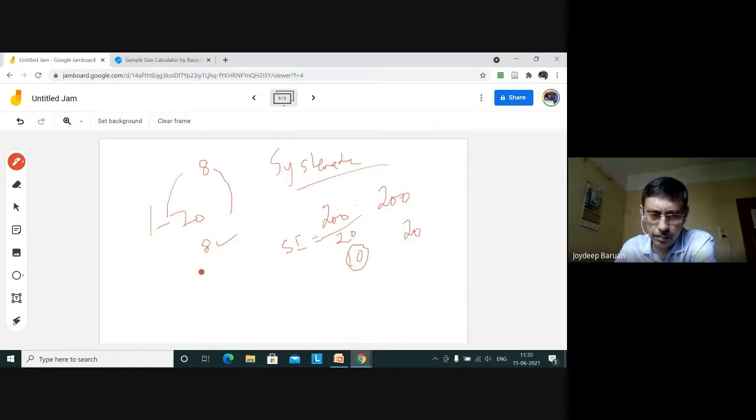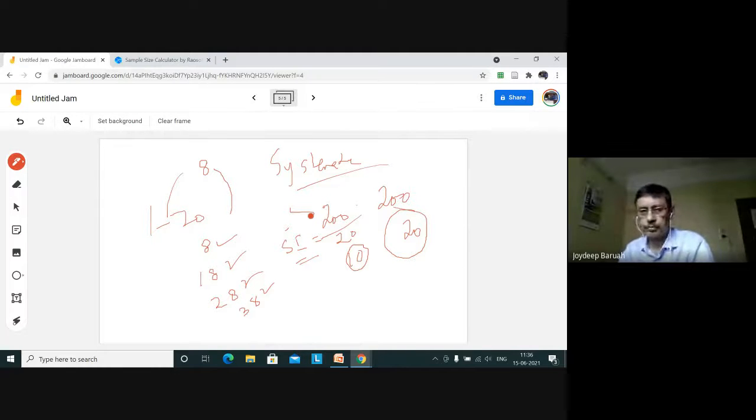8 plus 10, 18 number will be selected. Then again 10 plus, 28 number will be selected. And then 38 number will be selected, till we get the 20 units. So therefore, this is the idea, and this is how we are going to get the sample. So first, we have to calculate a sample interval. And then from the sample interval, the first one will be selected at random, and then the next will be selected accordingly, systematically. The system is that after the first unit, all the units will be at the same interval.